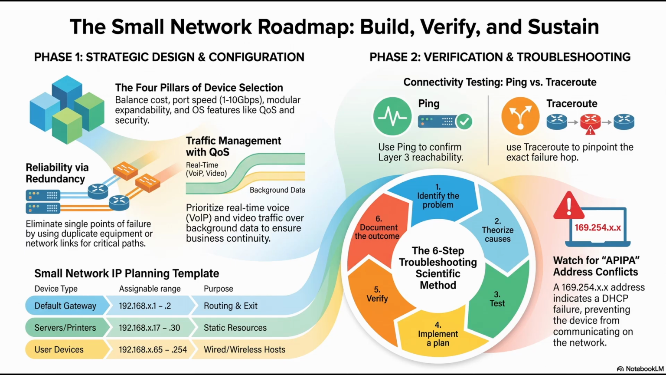And to take your city zoning analogy a step further, allocating these assignable ranges on strict subnet boundaries, it actually solves a massive administrative headache. How so?